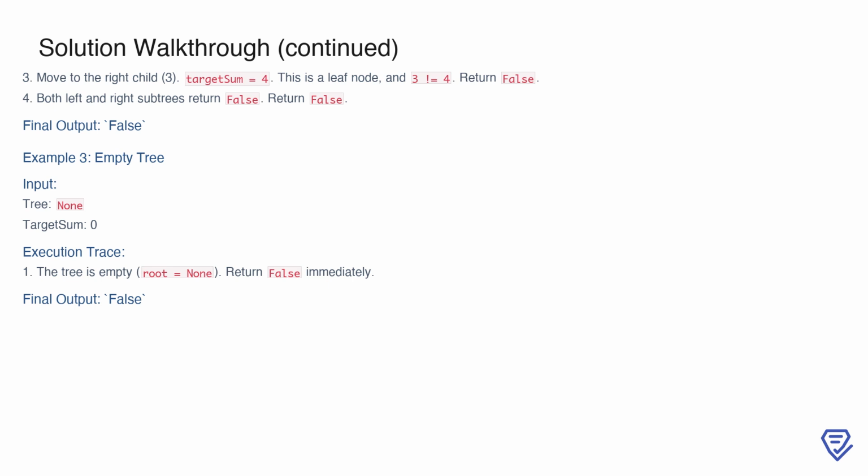Finally, consider the case where the tree is empty, and the target sum is 0. In such a scenario, there are no nodes to explore, so we immediately return false. The output for this example is also false, as there cannot be a valid path in an empty tree.